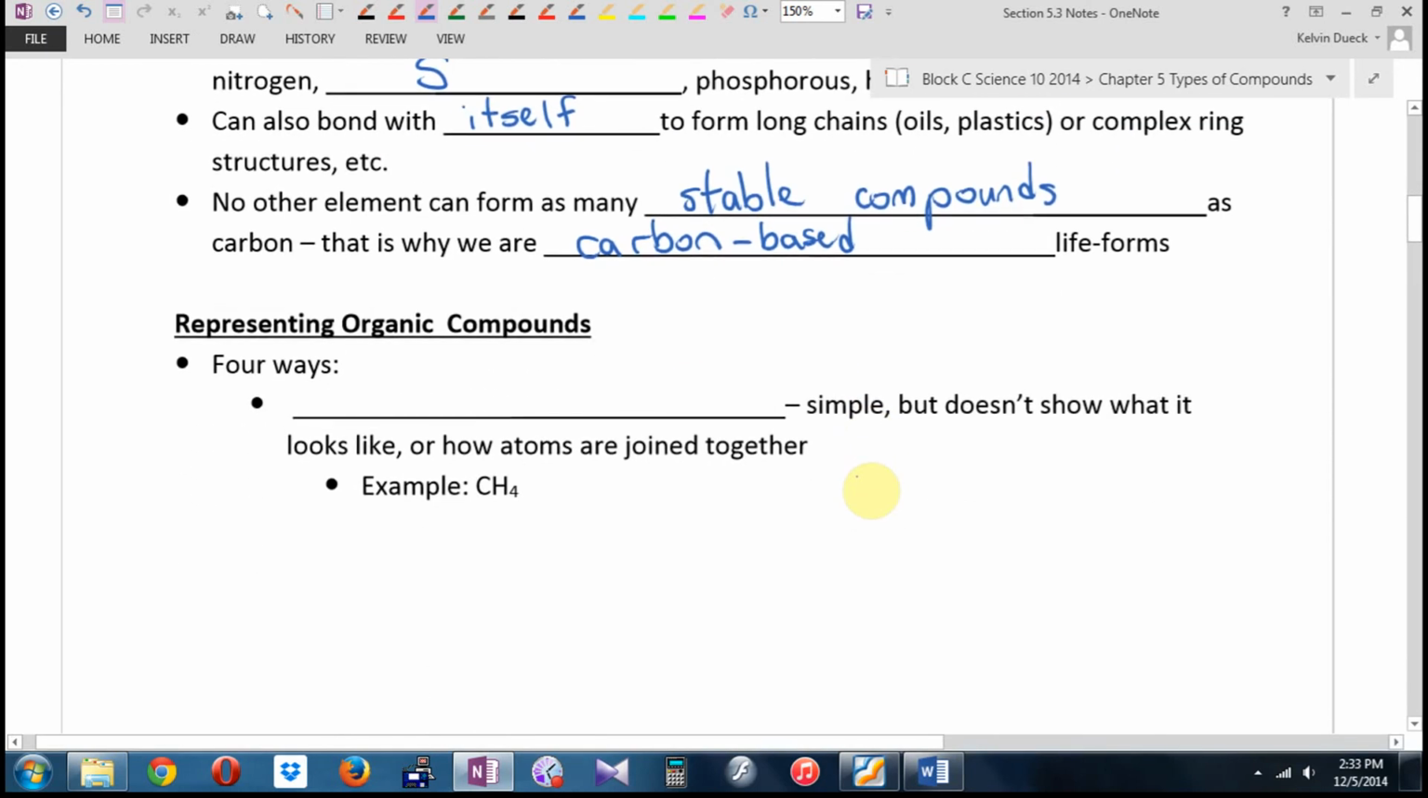Representing organic compounds. What makes it organic is it has a carbon and usually a hydrogen. How can we represent them? Four ways. The first way we've already seen. Let's do it this way: molecular formula.